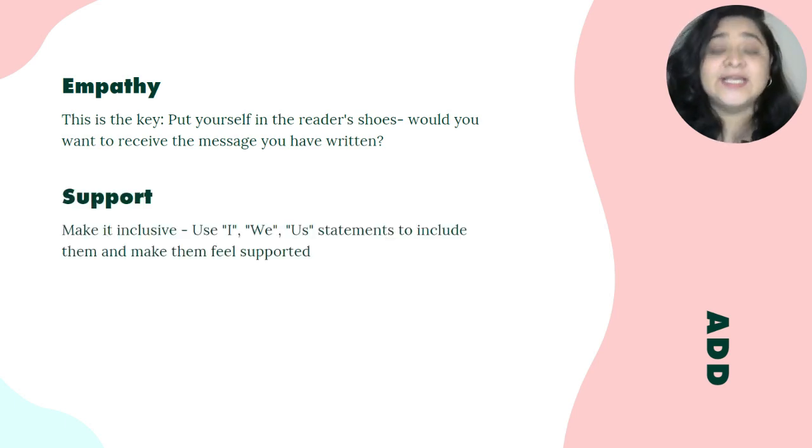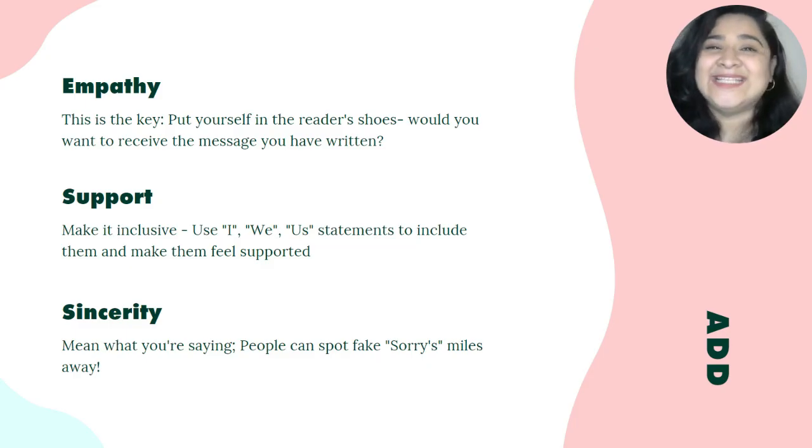The next thing is making your message more inclusive with the use of personal pronouns like I, we, us. Let us work together. I would love to help you with this. Let's put our heads together and figure out a solution. Instead of telling what to do, make it sound more inclusive and use active voice here. And this would really help in bringing about an aspect of support.